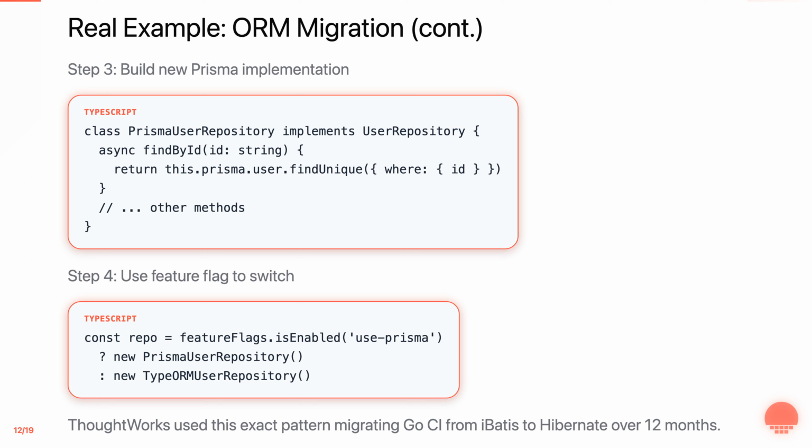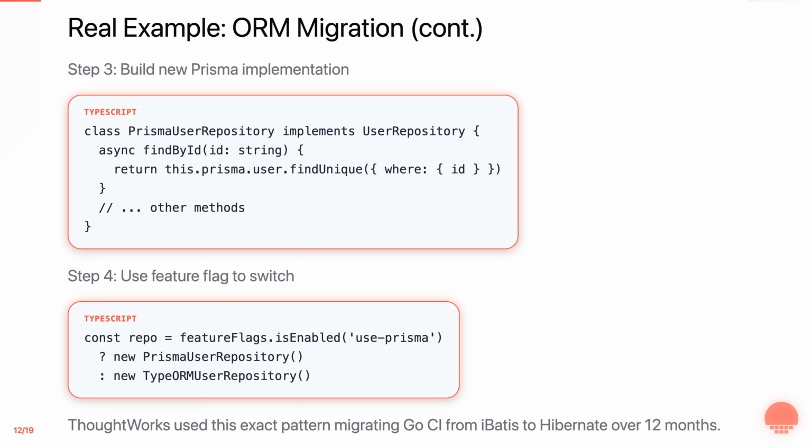Then comes the magic. A feature flag controls which implementation gets wired up at runtime. Start with 5% of traffic. Monitor everything. Dial it up. If Prisma explodes, flip the flag back. Instant rollback, no deployment needed.